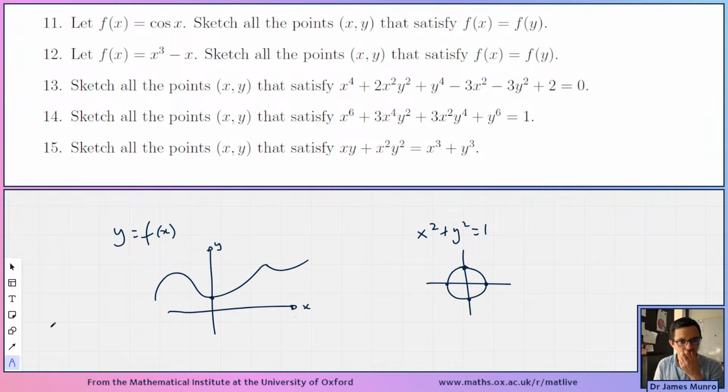Good, okay. 12, how do you do 12? And why is there a weird ellipse in it? Yeah, it's good, isn't it?